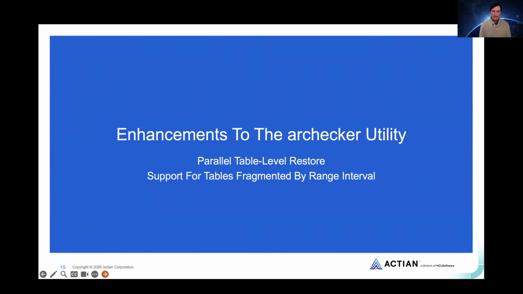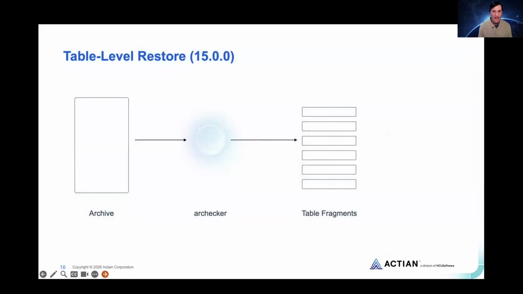But in 14.10, for example, you might have a table that's fragmented across 10 DB spaces. And if you want to do a table level restore of that, we're going to restore one fragment at a time. We're going to read one fragment from the archive and restore it and read the next one. If you go to the next slide, we'll see that algorithm.